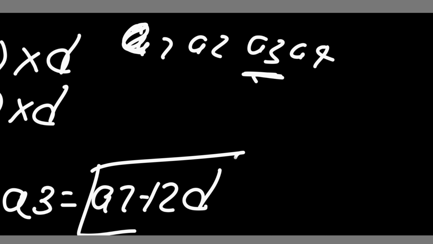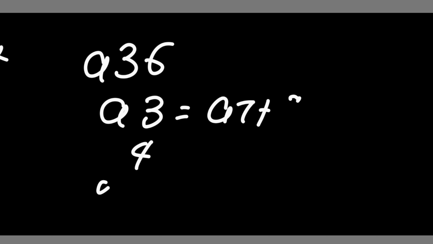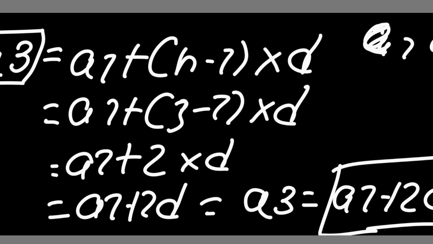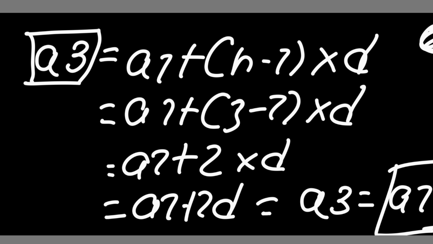So this formula is basically used when the number is far away and we need this number. For example, let's say we need a36 as we needed a3. We cannot go and write a4, a5, a6, a7, a8 for a long time. We cannot do that. If a3 was a1 plus 2d, a4 would be a1 plus 2d plus d, which would be a1 plus 3d. This is easy, but for a36 we don't know what it really is. So that's why we use this formula to find the missing number.